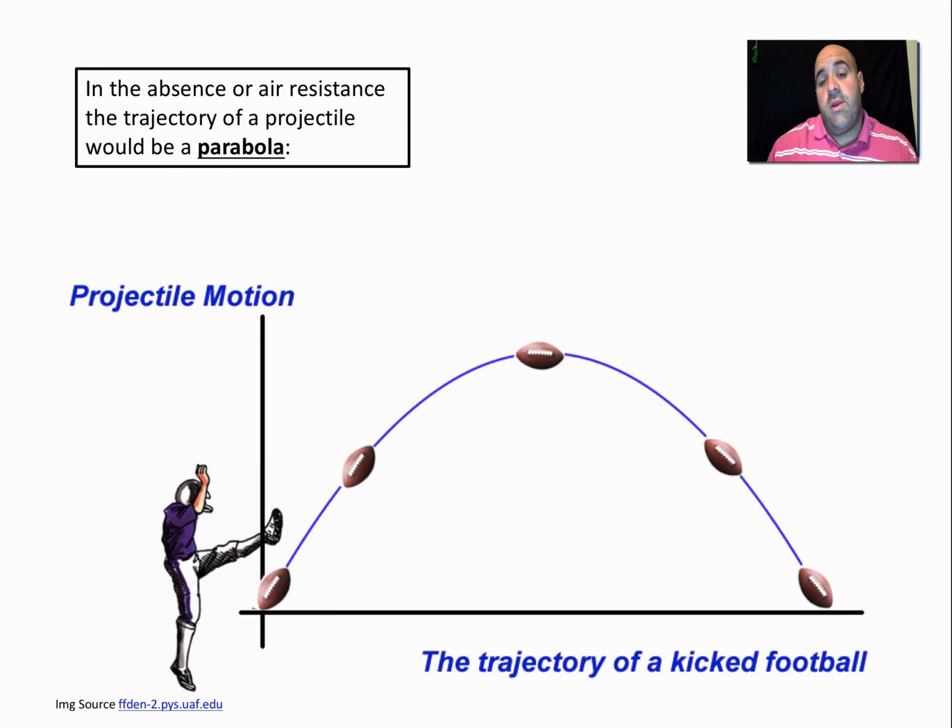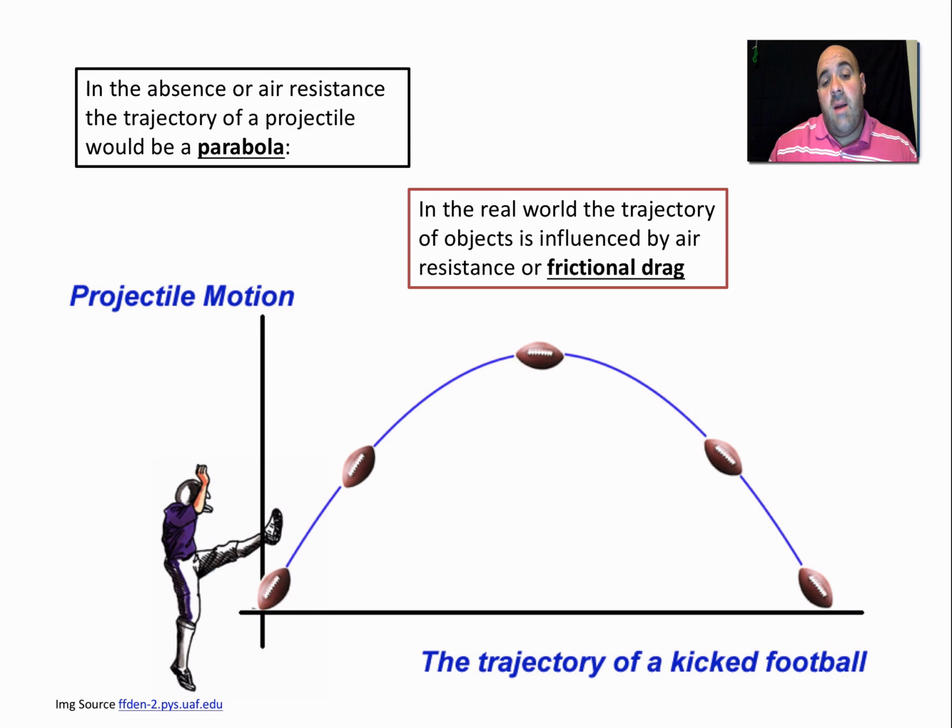In the real world, though, we know there's air resistance. If you stick your arm out of a window on the highway going 60 miles an hour, it wants to rip your arm off. The same thing happens when you kick a football or a ball in the air. It's got to travel through the air, and there's frictional drag. There's air resistance against the ball.